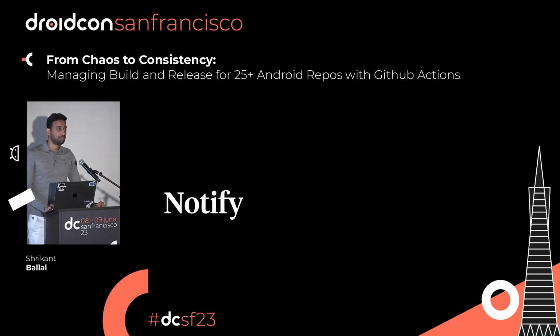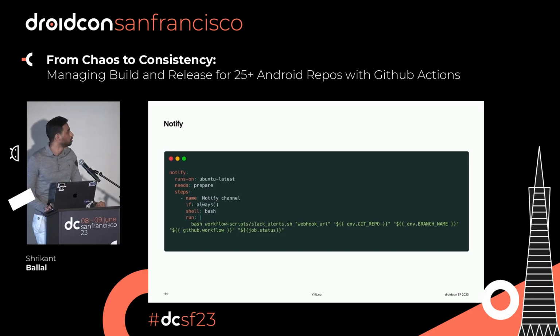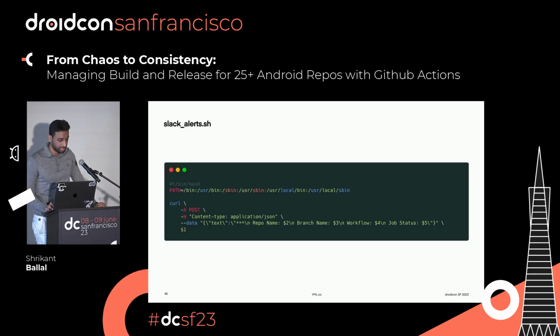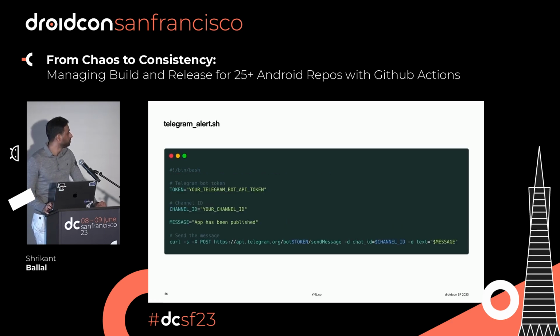So once the publish task is complete, all we have to do is notify our users. We can notify using Slack or Telegram or email. Any option is possible. If I'm using Slack, I'm just calling this bash script wherein we are passing the status of the build. If it is Telegram, it's again a bash script. All we have to do is just call an API.